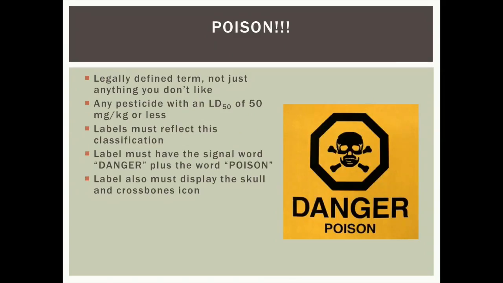Now let's talk about the word poison. You may think that poison could apply to anything toxic. However, the word poison has a strict legal definition. Any pesticide with a median effective dose of 50 milligrams per kilogram or less classify as poison. Therefore, labels must have the signal word danger plus the word poison on them. Also, the label must display the international symbol for poison, which is the skull with crossbones.